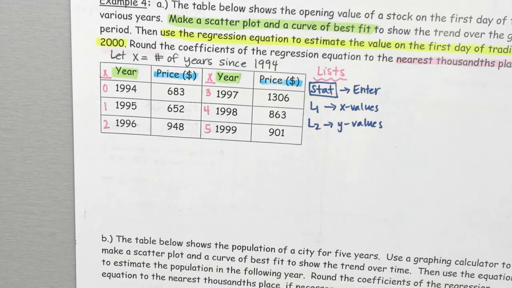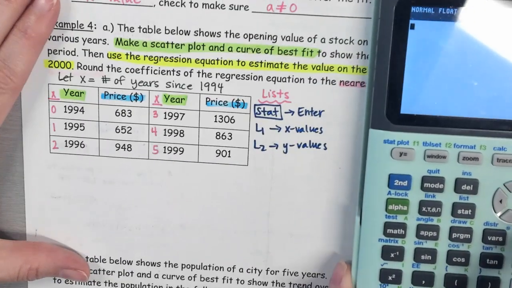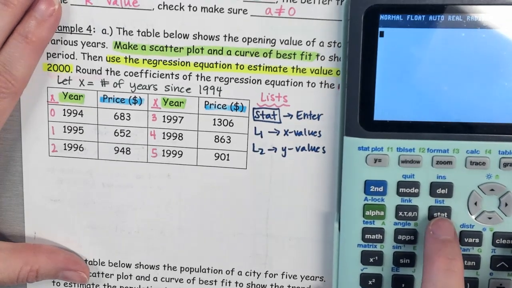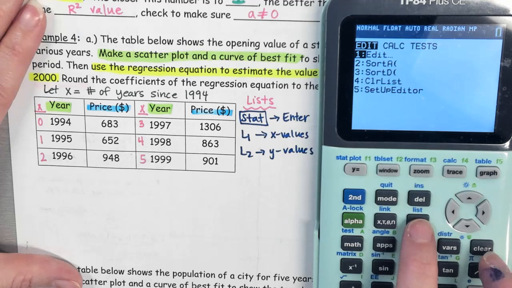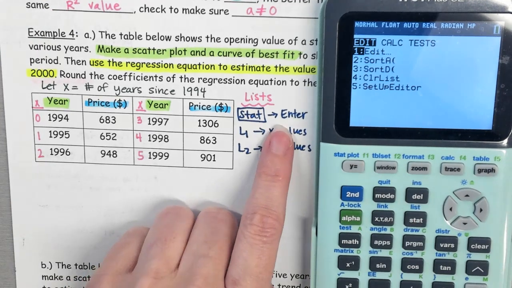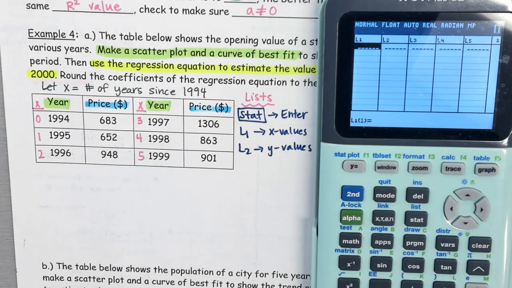Okay, so we're going to do that right now together. Find your stat button. It's right here. And then after stat, you just press enter. Oopsies. So you guys probably have clear ones, right? Do any of you not have clear values? I will show you how to clear it.